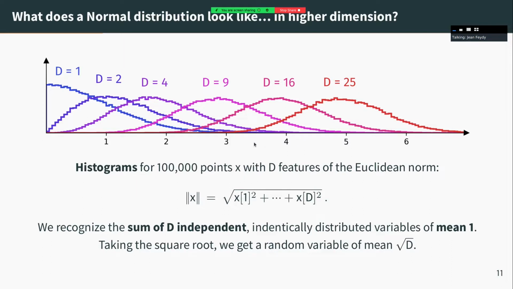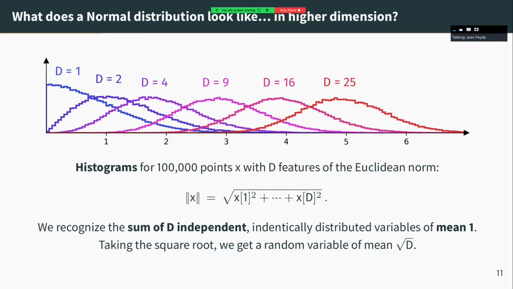And now, if you do the same thing with a table that has 4 columns, you find this purple curve, d equal 9, this curve, d equal 16, d equal 25. And so we see a shift towards high values. So a normal distribution in dimension d seems to have an average norm that is on the order of the square root of d.